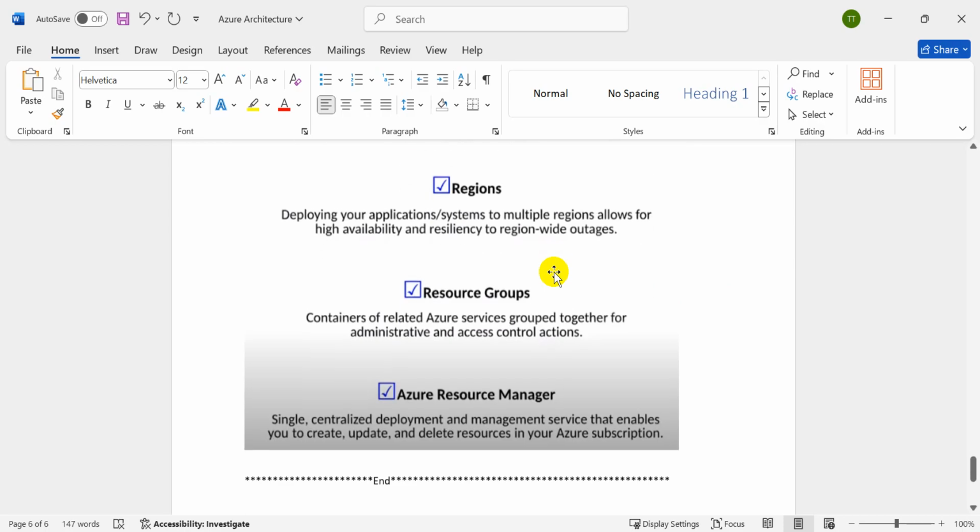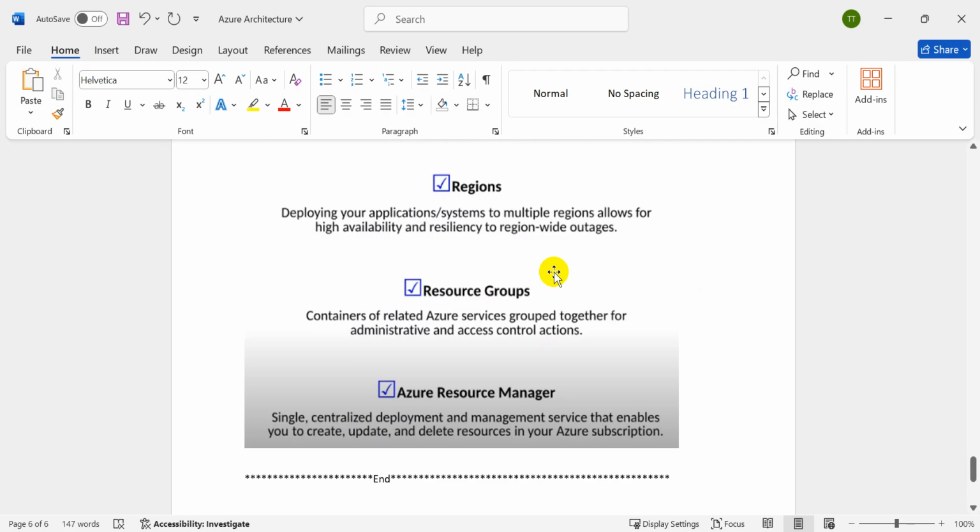Regions represent the physical locations. Deploy your application system to multiple regions to allow for high availability and resiliency against a region-wide outage. Multiple regions are available, across more than 60 countries, and you can use them.